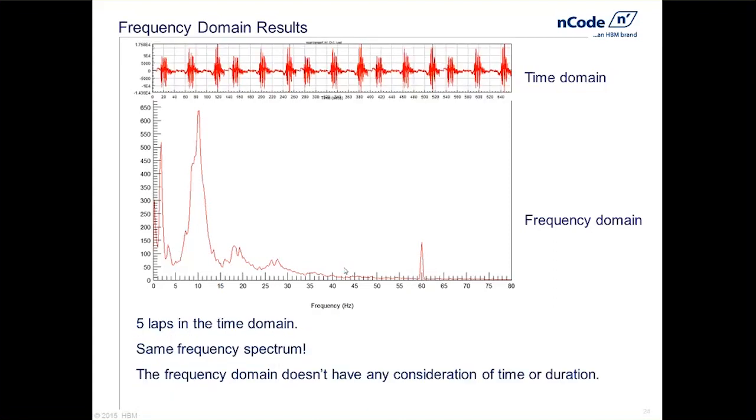A couple of other interesting things about a PSD and looking at the frequency content of that. The PSD loses the concept of time. So if we were to repeat the same exact test 5 times over, the frequency content will remain the same. Our frequency spectrum is going to look the same. So the frequency domain doesn't have any consideration of time or duration. That's an extra piece of information that you're going to have to remember or bring along as metadata if the duration of the original time series data is going to be important for you.